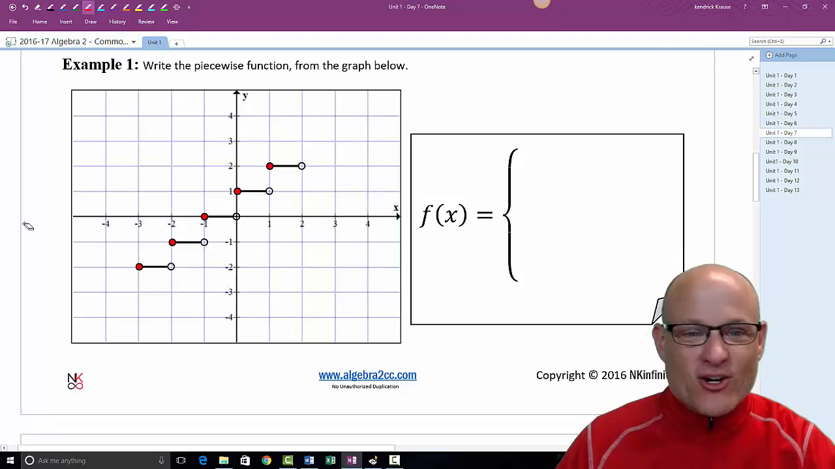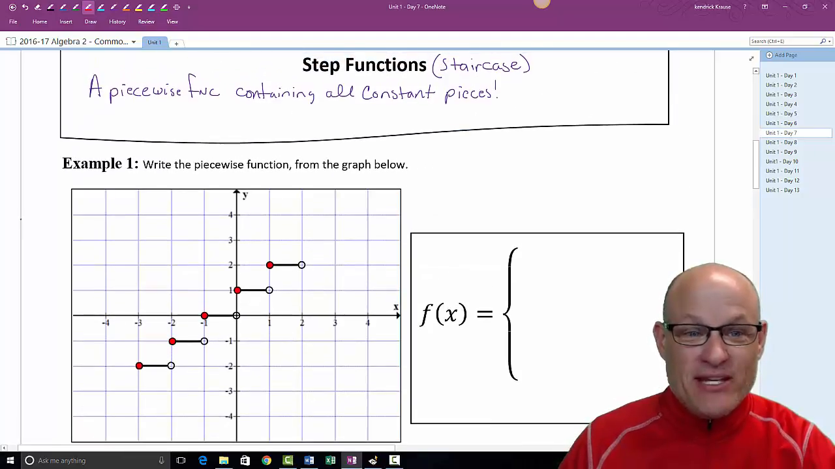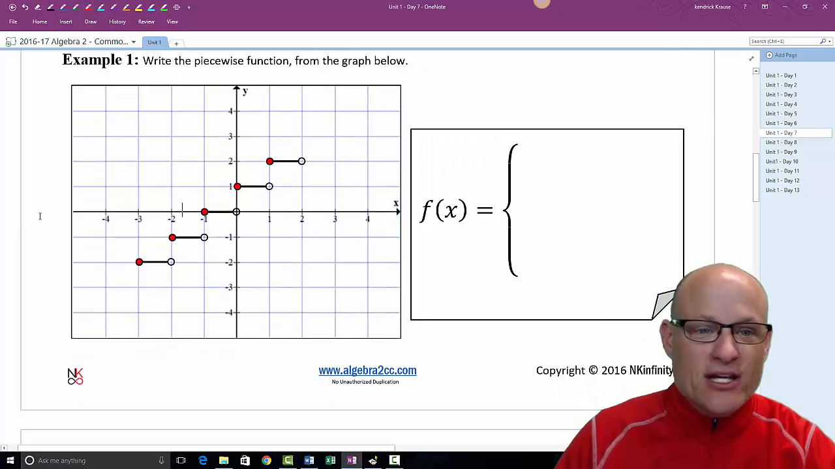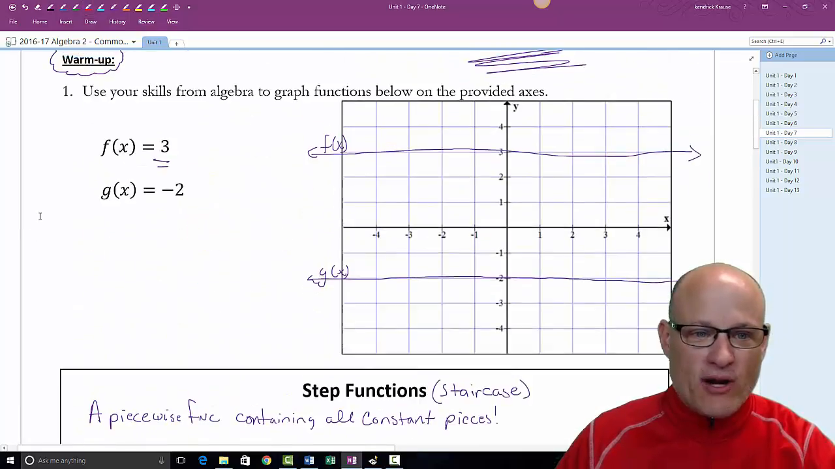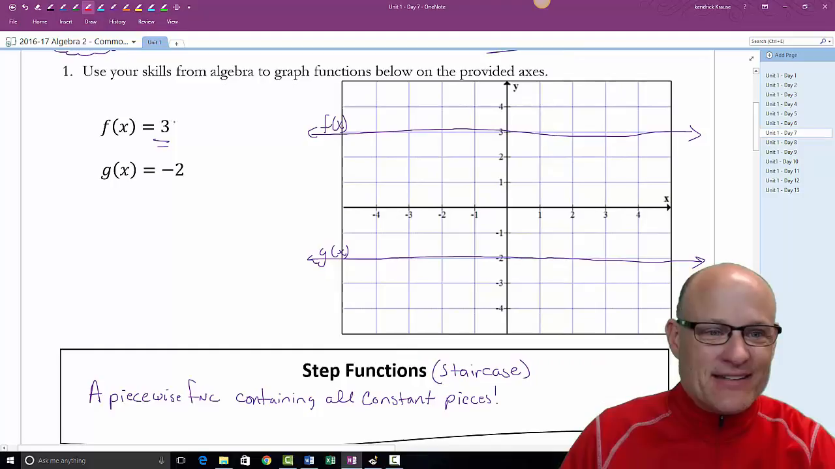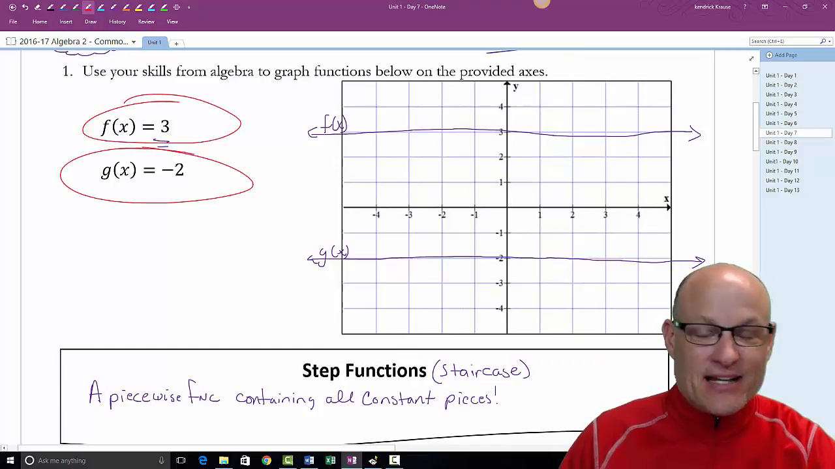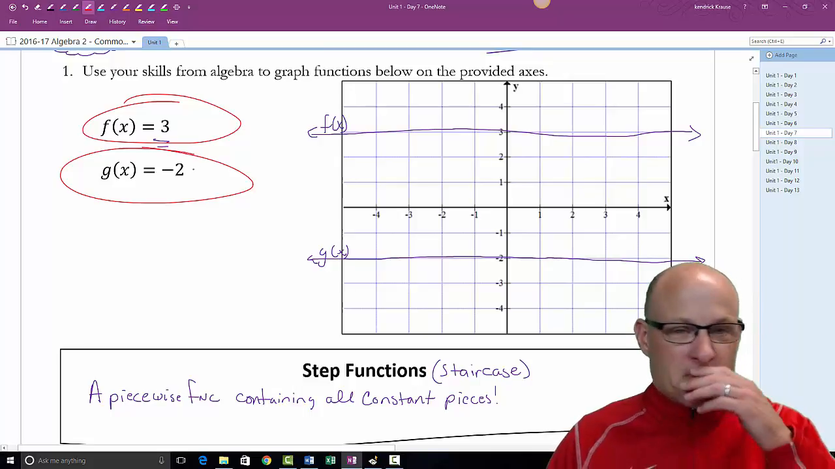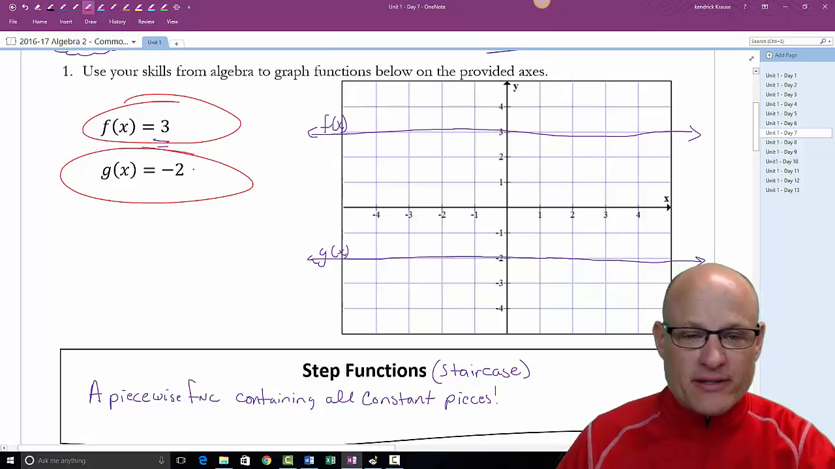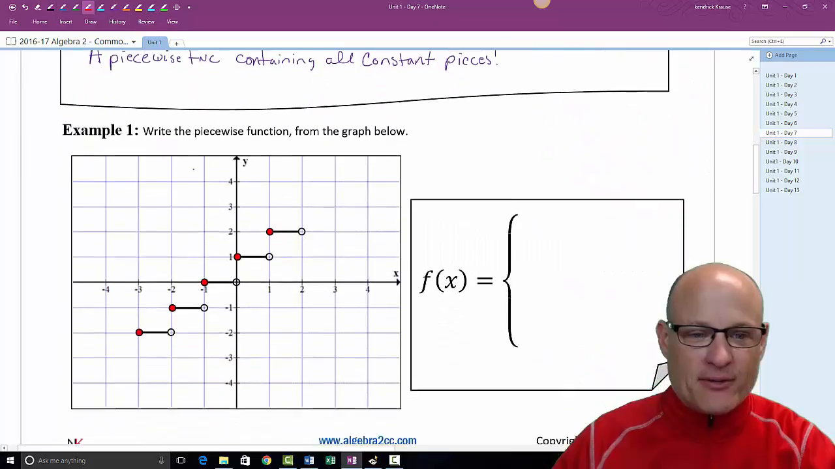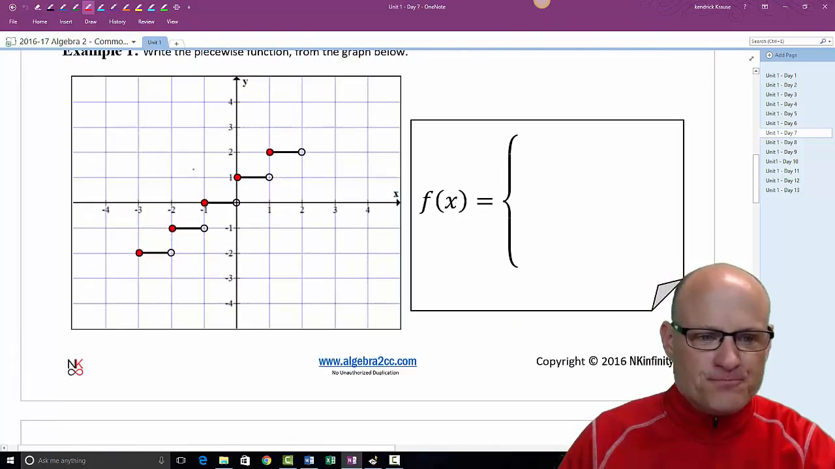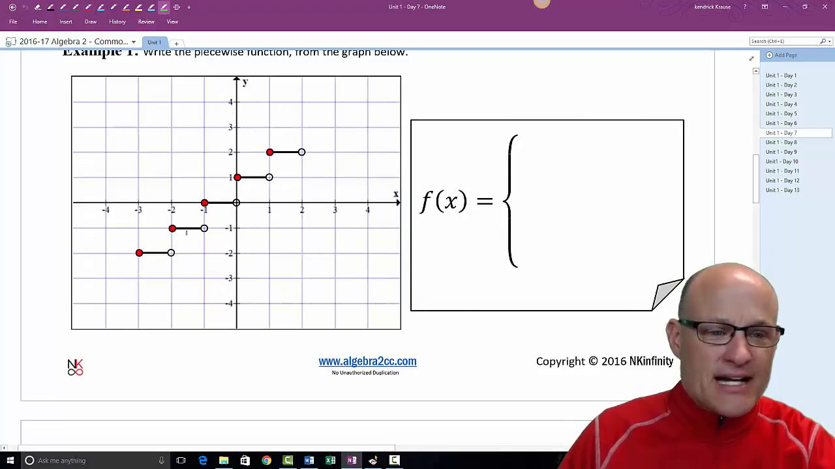Anyway, I said it was a piecewise function containing all constant pieces. And what I mean by that is, if you go back up here and look at what we just graphed, we just graphed constants. This is a constant. This is a constant. It's not changing. G of x will always be negative 2. F of x will always be 3. They are constants. Well, that's what we have up here. We have this function. I'm going to call it f of x for now. But it's got constant pieces.